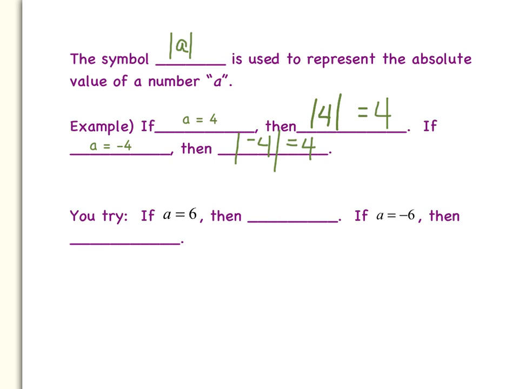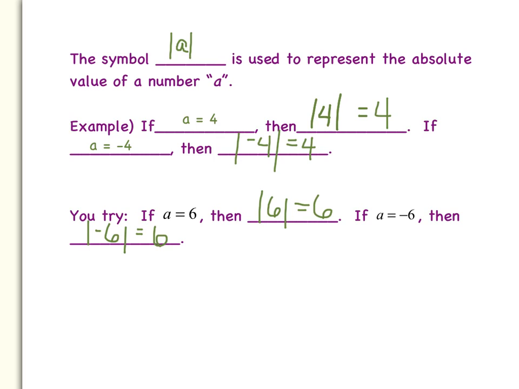Now you try the next one. Pause the video and then come back and we'll discuss the answer. Okay, if A is equal to 6, then the absolute value of 6 is equal to 6. And if A equals negative 6, then the absolute value of negative 6 is also equal to 6.